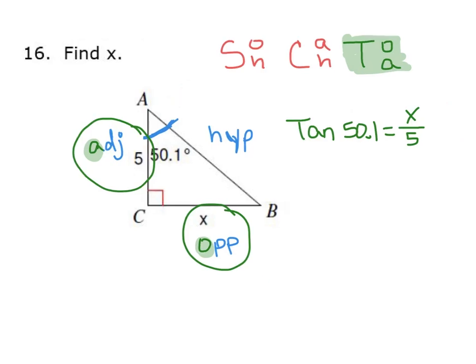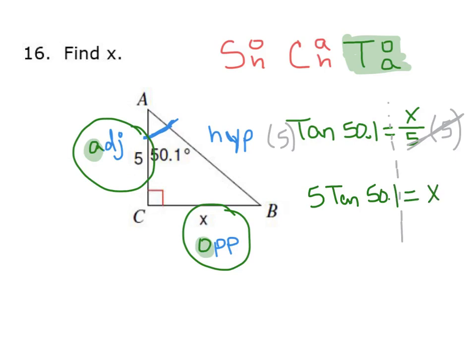We're solving for X, which means I want to isolate the X, just as you would any equation. To get the X by itself, we're going to multiply by 5, because that is the inverse of dividing by 5. These 5s are going to cancel out, which leaves me with 5 tangent of 50.1 gives us our X value.